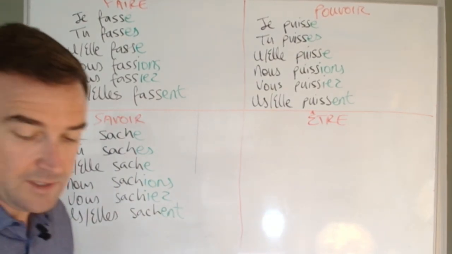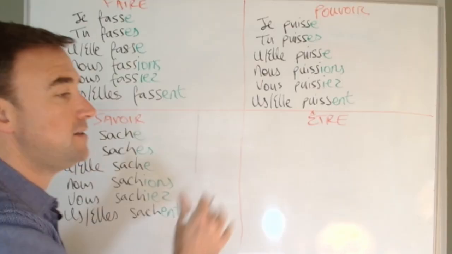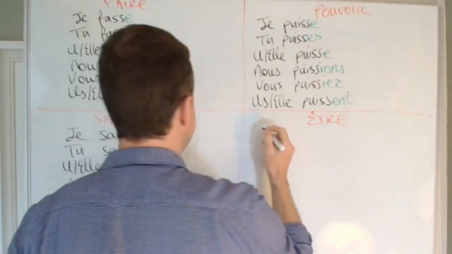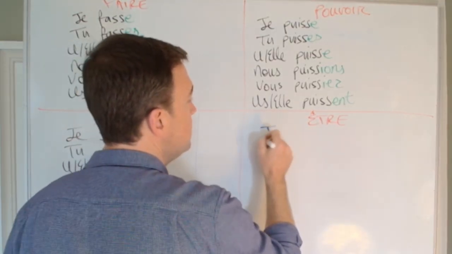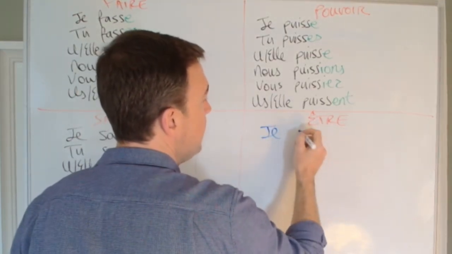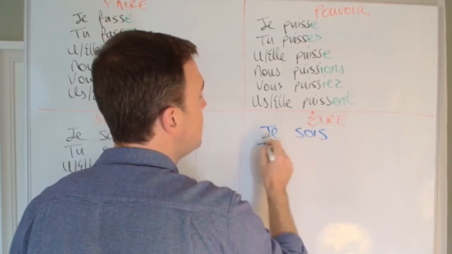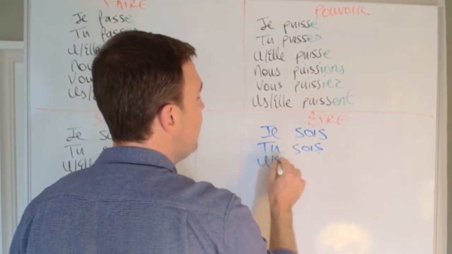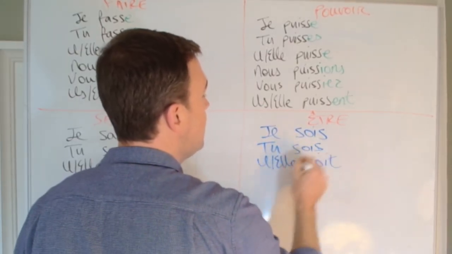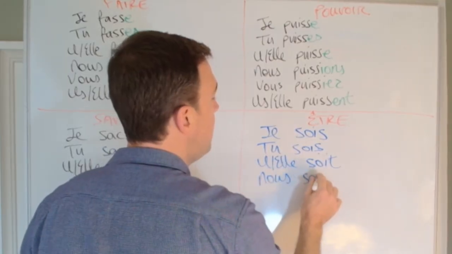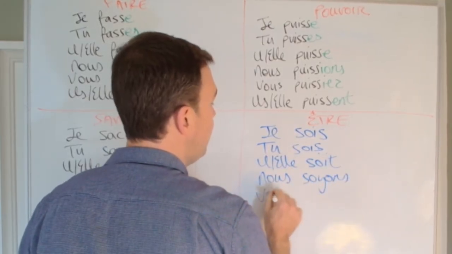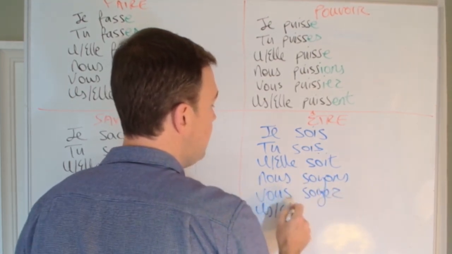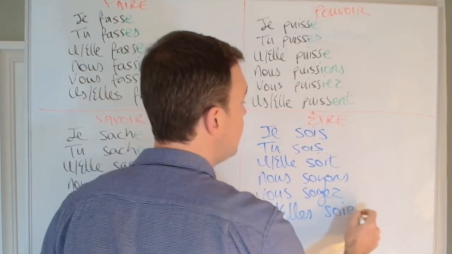Now, être is the one that stands out from that because it doesn't follow the same pattern. However, if you think of the verb voir in the present tense, then you'll know the verb être in the subjunctive. You just swap the V with the S. So it becomes je sois, tu sois, il and elle soit, nous soyons, vous soyez, and then ils and elles soient.